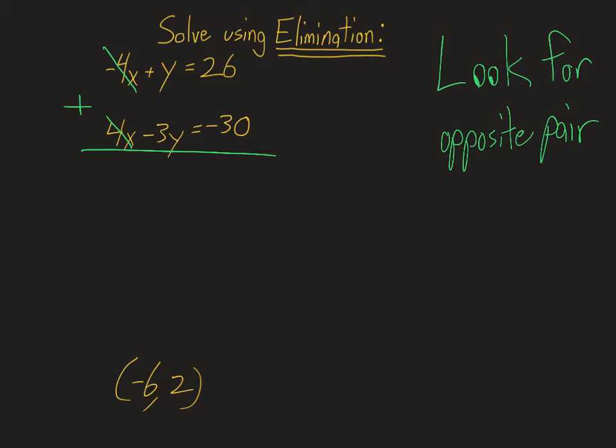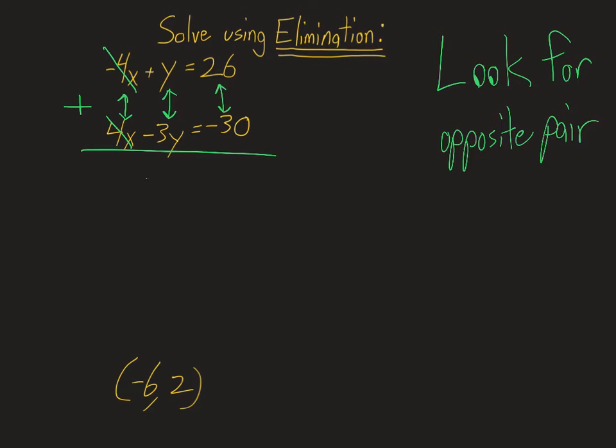When I add together the two equations, and notice, by the way, we also have to make sure things are lined up. X's together, Y's together, constants together, they are. This is the simple version of elimination. Next week you'll have to do a little more work. They're all lined up, so my X's will cancel.